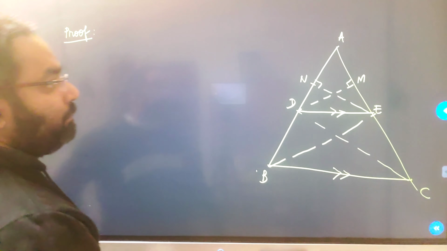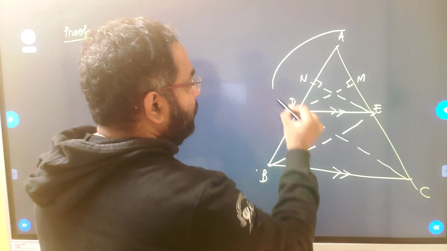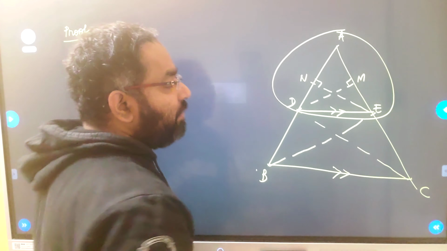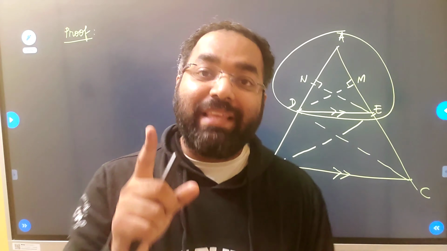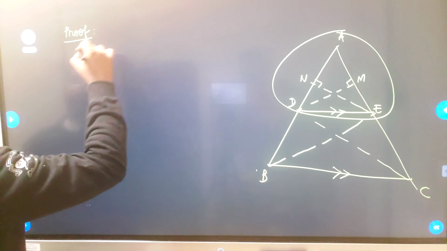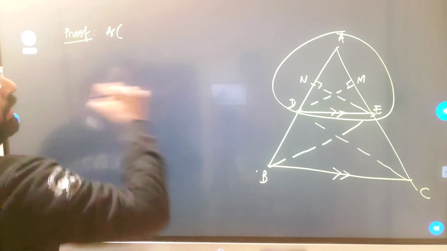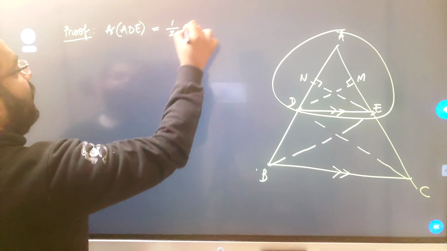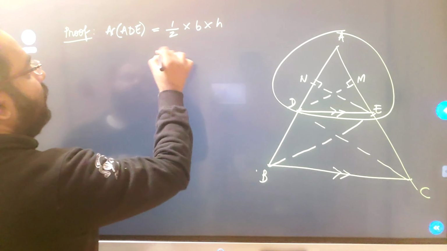How do we start? First, since I told you we need to focus on the top part first, you will consider this triangle and we will try to find different ways in which we can find the area of the triangle. So what triangle are we referring to? We are looking at the area of triangle ADE. Area of triangle ADE is half into base into height.